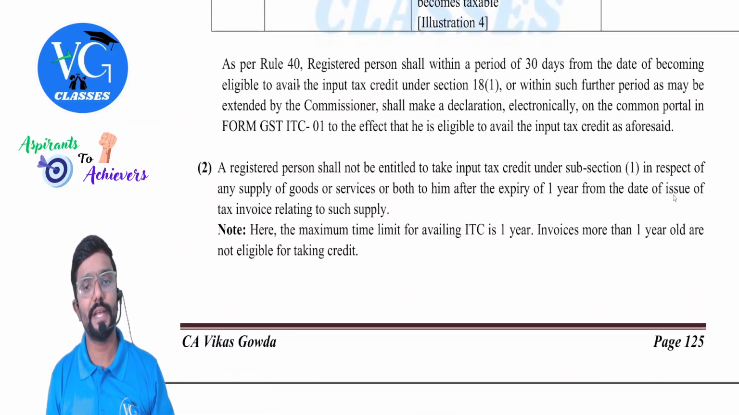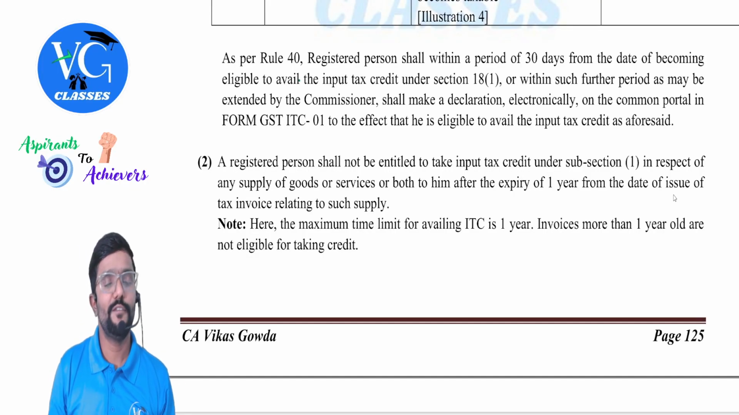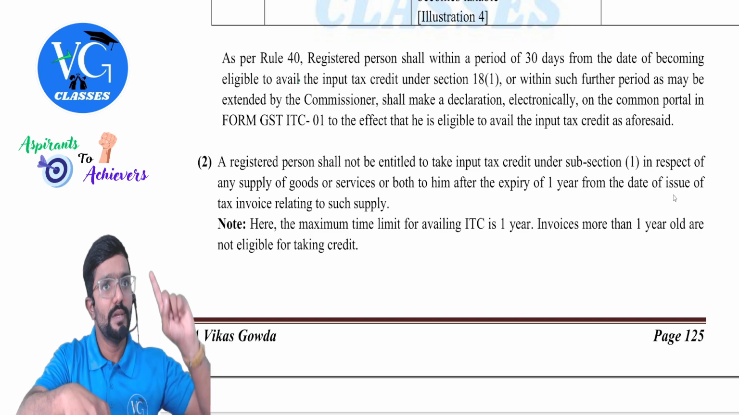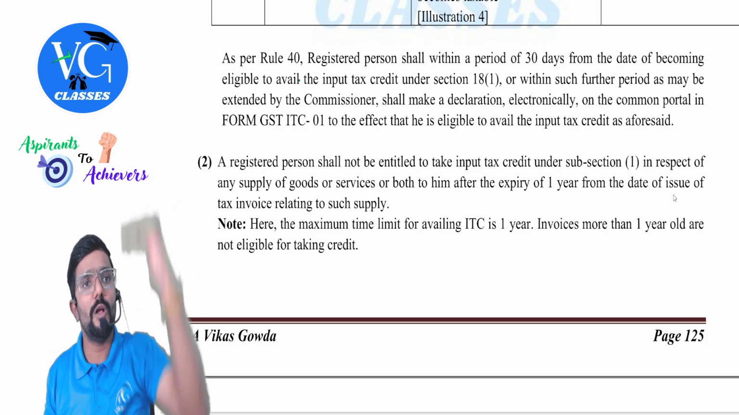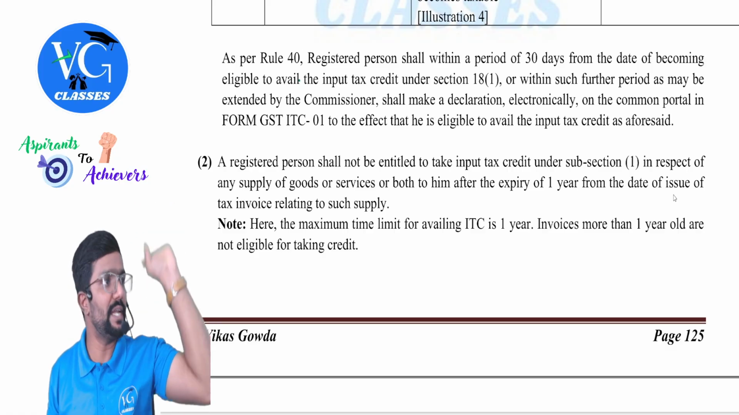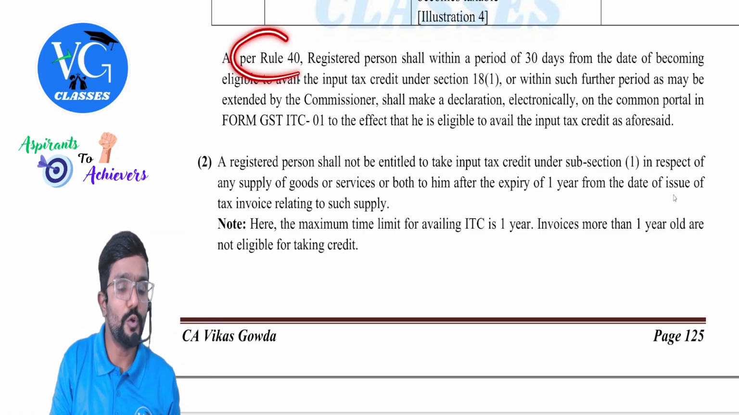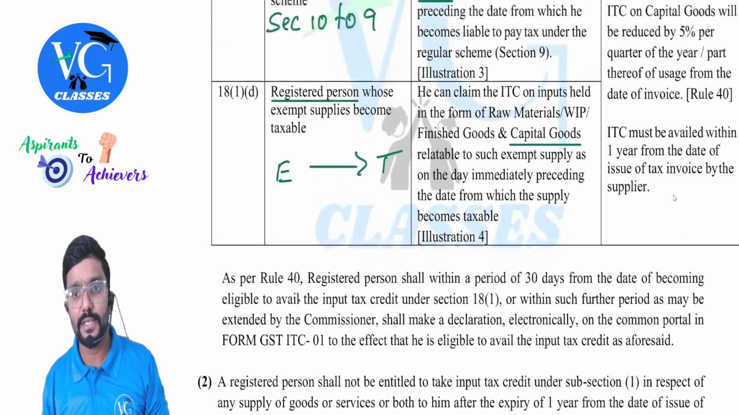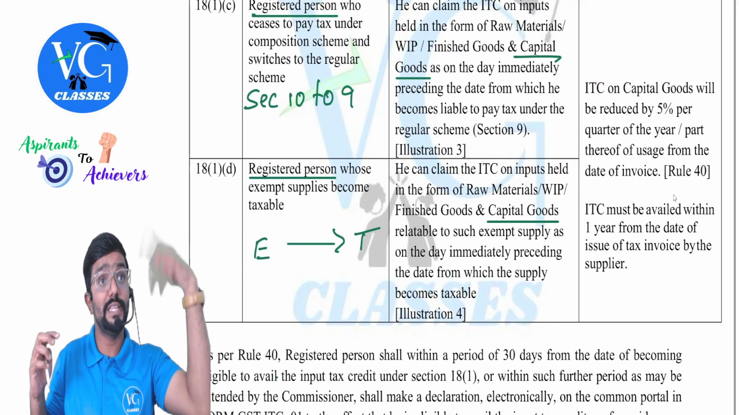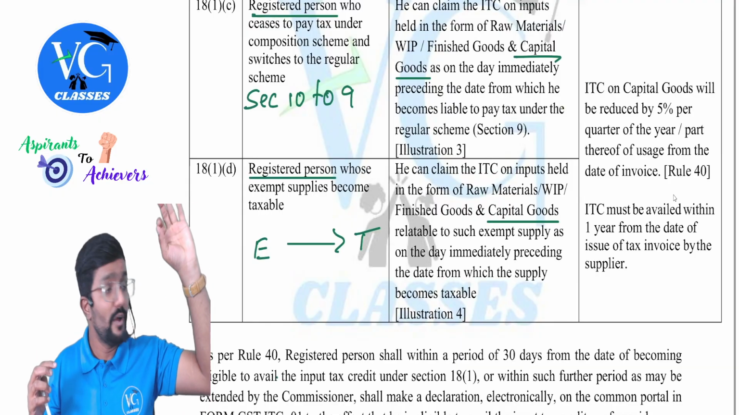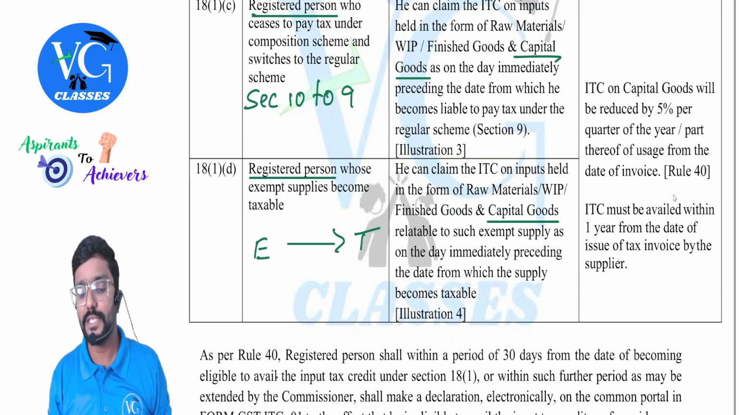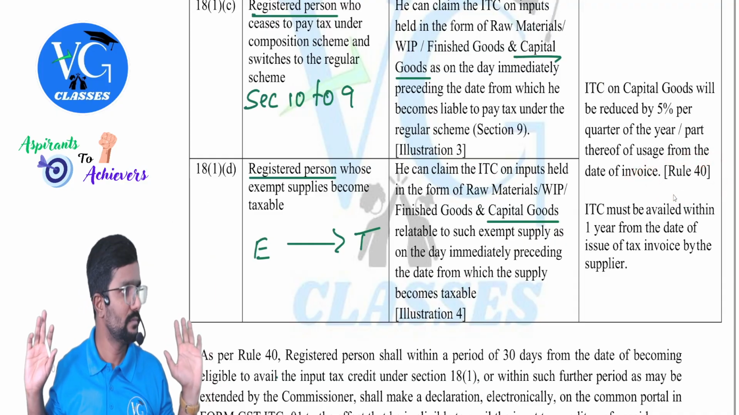Okay. So for each of the cases, I have given one example, guys. See here. Stock details have to be given in all the 4 cases in ITC 01 within how many days? 30 days. So where is it given? Rule 40. So ITC on capital goods has to be reduced only in the last 2 cases, C and D. How much? 5% for each quarter or part of the quarter. Where is it given? Rule 40.